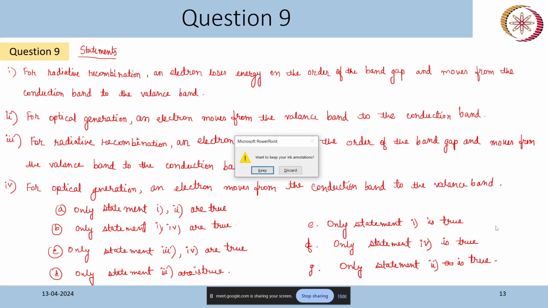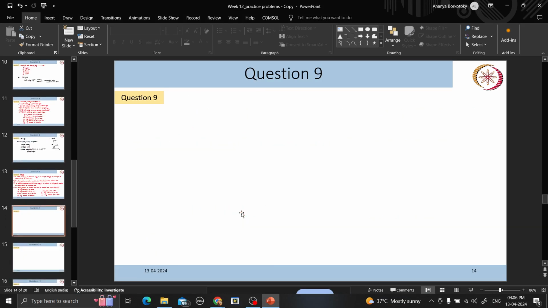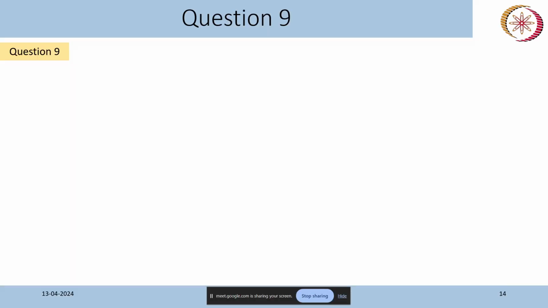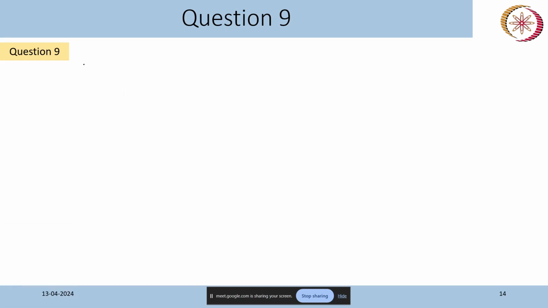So what is the correct option? What happens in optical generation and radiative recombination? Suppose this is the band diagram. I'll use the black color, otherwise red is disturbing to the eyes. So this is the band diagram for a particular material. This is the conduction band edge and this is the valence band edge.